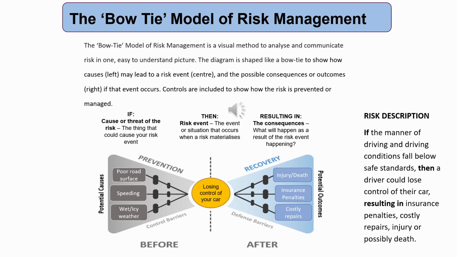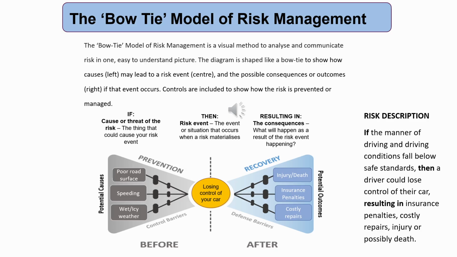I'd like to touch briefly here on the bow tie model of risk management. As you will see from this slide, the diagram is in the shape of a bow tie, and the risk being illustrated is the risk of losing control of your car. The diagram visualizes this risk in one easy to understand picture. On the left-hand side of the diagram are causes and control measures, and on the right-hand side are controls and consequences.